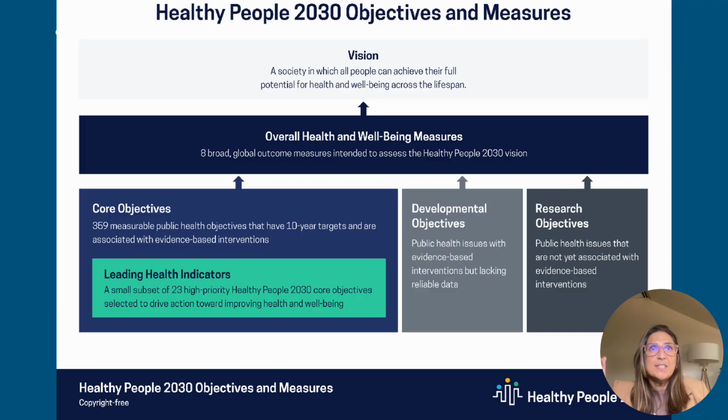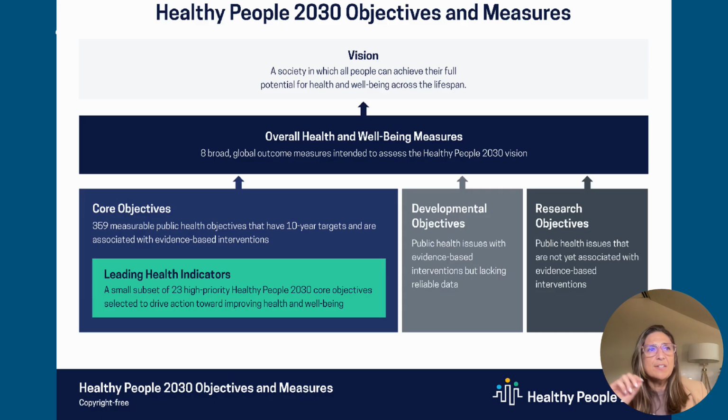So the vision is a society in which all people can achieve their full potential for health and well-being. And the overall health and well-being measures, so there are 8 broad and global outcomes which are measured to assess this Healthy People 2030 vision. And from there are core objectives. And all of these you can see on the Healthy People 2030 website. But there are 359 measurable public health objectives. And these each have a 10-year target with an associated evidence-based intervention.